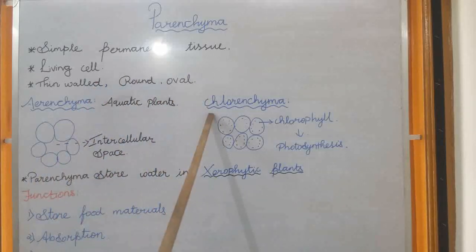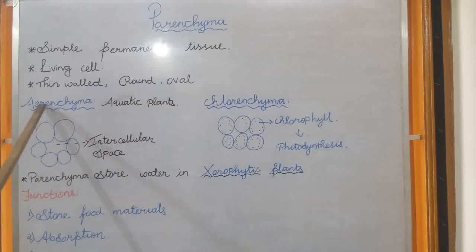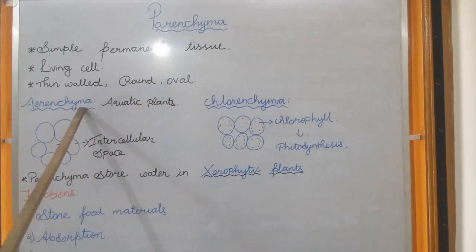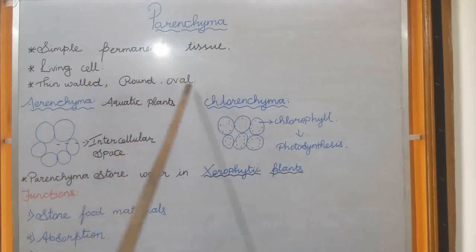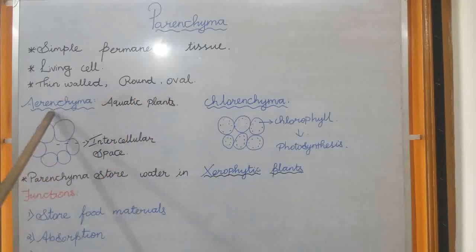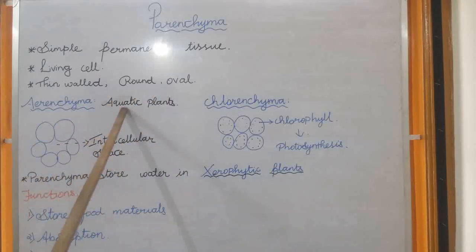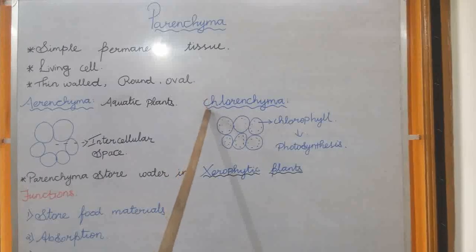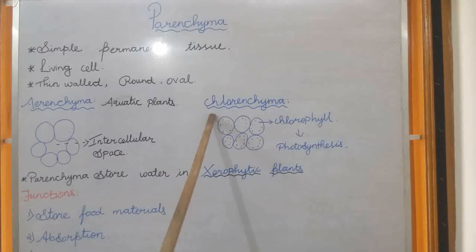What are they? Parenchyma. The second one is chlorenchyma. Parenchyma is found in the aquatic plants. Parenchyma is only found in aquatic plants. Then chlorenchyma is found in the land, green plants.